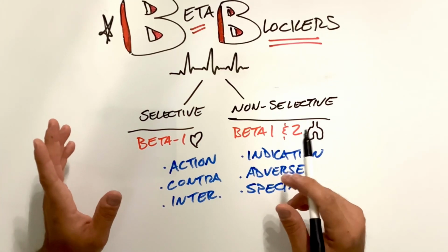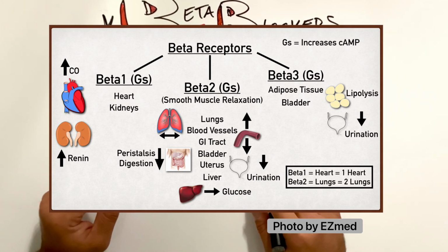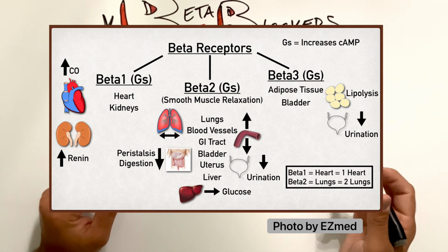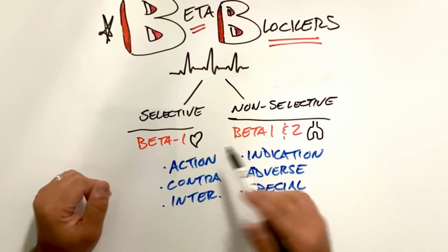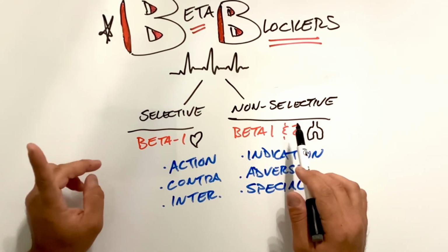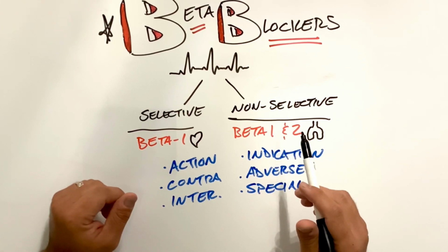Now, going back to previous lessons, we know that beta 1 works on the heart, and beta 1 and 2 is non-selective, beta 2 being smooth muscle, specifically the lungs. I like to remember it as beta 1 is one heart, and beta 2 is two lungs. So one heart, two lungs, beta 1, beta 2. Just a quick tip to remember that.